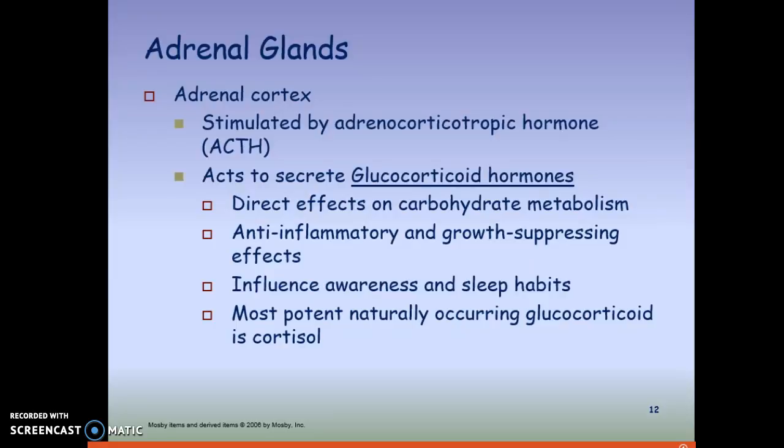The adrenal cortex acts to secrete glucocorticoid hormones. These are going to have direct effects on carbohydrate metabolism. They can be anti-inflammatory and growth suppressing. They influence awareness and sleep habits, and the most naturally occurring glucocorticoid is cortisol. Cortisol is a primarily secreted hormone. It's regulated by the hypothalamus and the pituitary, and it is absolutely necessary for the stress response.